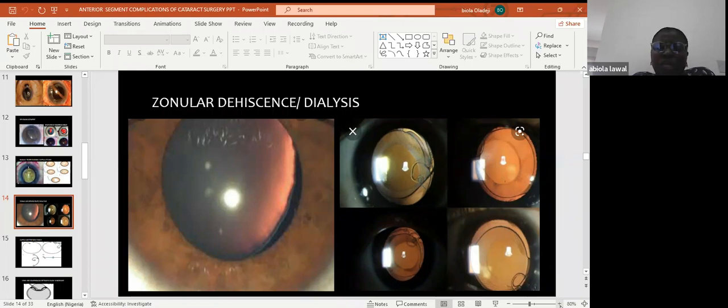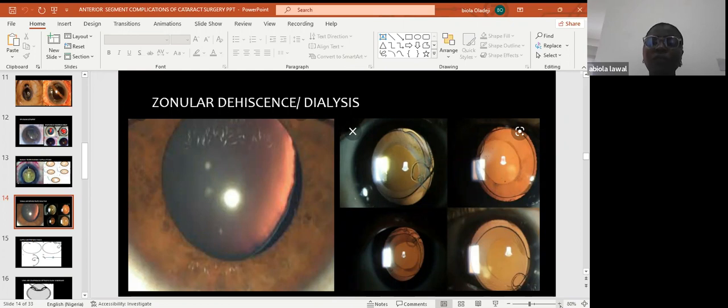There are some conditions that predispose to this. Very hypermature cataracts have been found to have associated zonular weakness. Also, patients that have pseudoexfoliation syndrome, patients with Marfan's, and other conditions can predispose to zonular dehiscence. Zonular dehiscence occurring intraoperatively can also be from overinflation of the capsular bag during hydrodissection. So hydrodissection should be done gently. You shouldn't be aggressive while doing it, so it doesn't overinflate the bag and pull on the zonules.